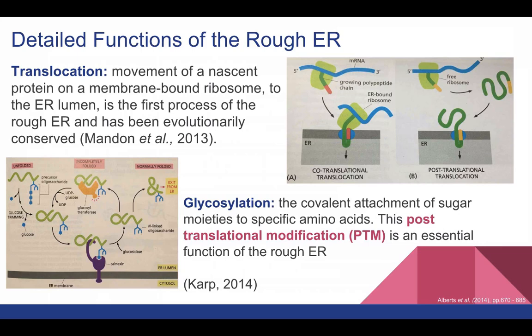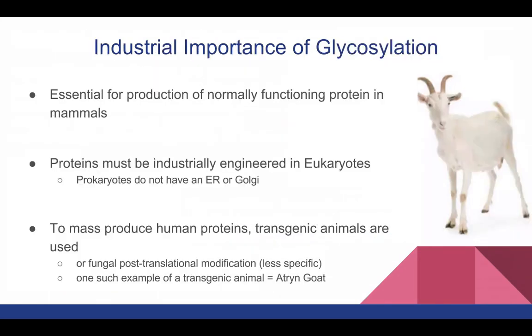Most proteins will then travel to the Golgi. Receptors in the trans-Golgi network only bind to specific sugar moieties, ensuring that proteins reach their correct destination. Glycosylation is vital for normal protein function in mammals. Therefore, proteins that are required for human treatment cannot be raised in prokaryotes. This is due to the lack of an endoplasmic reticulum, or Golgi, and any N-linked or O-linked glycosylation respectively.